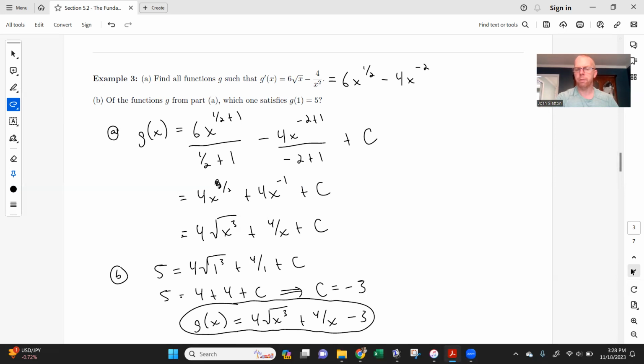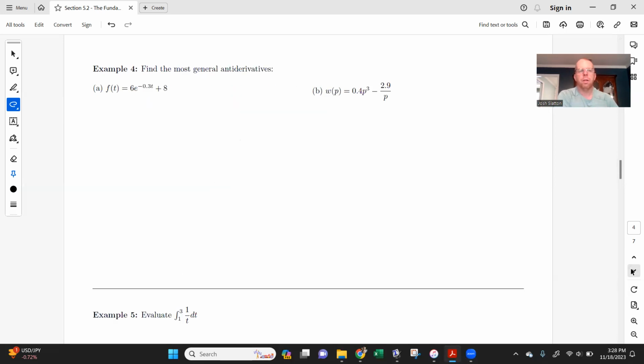All right. So then the next one, more antiderivatives. So now we have an exponential function, and we'll call this capital F of t.